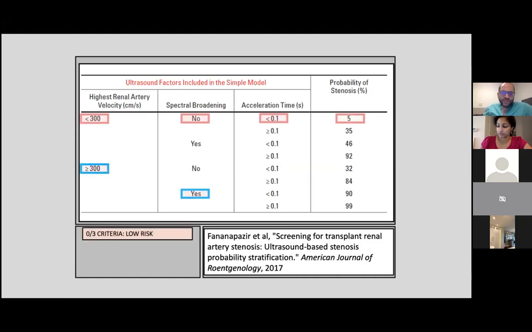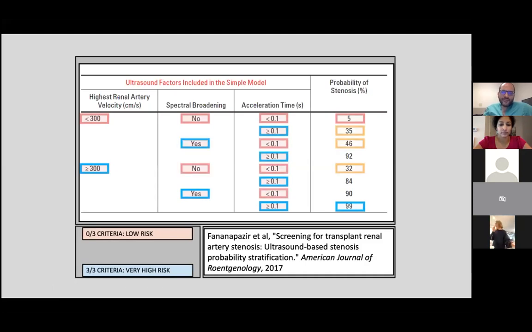If you had all three things positive, you had almost a 99% chance of a stenosis, or a very high risk. And then if you had one out of the three criteria, so if you just had a renal artery velocity greater than 300 centimeters per second, but no spectral broadening and no acceleration time, you still had about a 30 to 40% chance of a stenosis. And then if you had any two that were positive, you had between an 84 and a 92% chance of a stenosis. So we were able to standardize our reports based off of this into these 4 different risk categories.